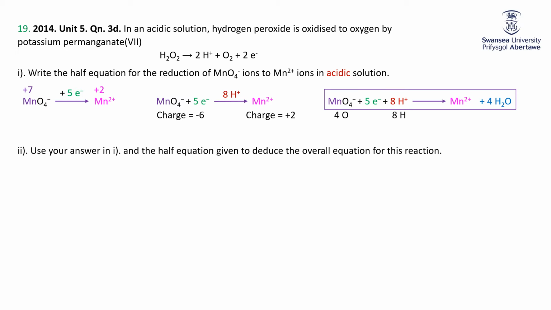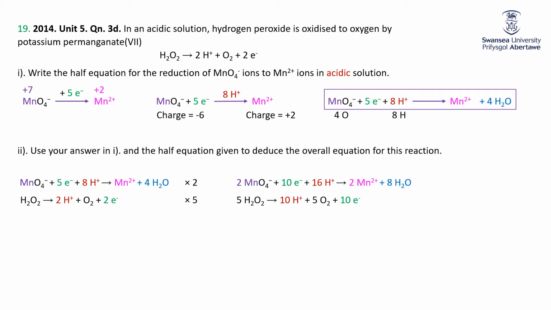So using the answer in 1 and the half equation given, so that's the hydrogen peroxide, to deduce the overall equation for the reaction. Well, there's the reduction, there's the oxidation. In order to put these together, we have to multiply so that the electrons cancel out. Thought process to get that is to say, well, what's the lowest common multiple of 2 and 5? And lowest common multiple of 2 and 5 is 10. So how do we turn 5 into 10? We multiply it by 2, so that's multiplying the whole equation by 2. How do we turn 2 into 10? We multiply by 5, so that's multiplying the whole equation by 5. And when we do that, we get these.